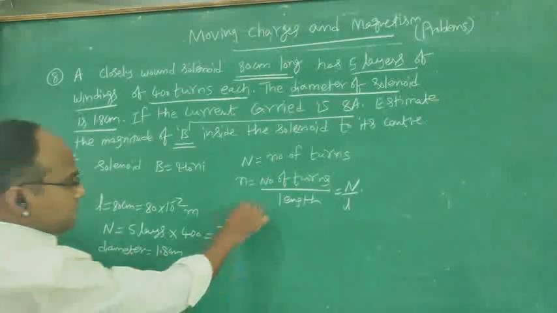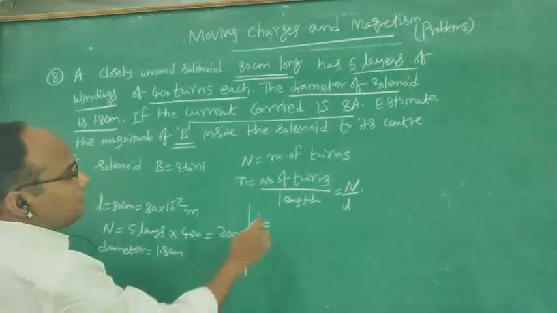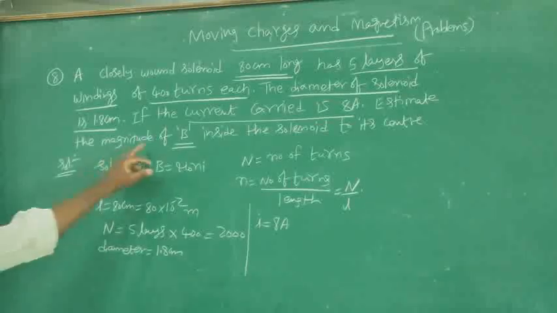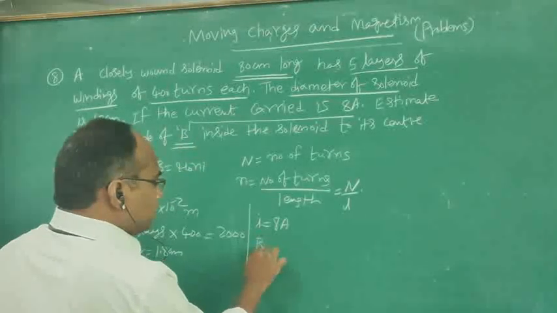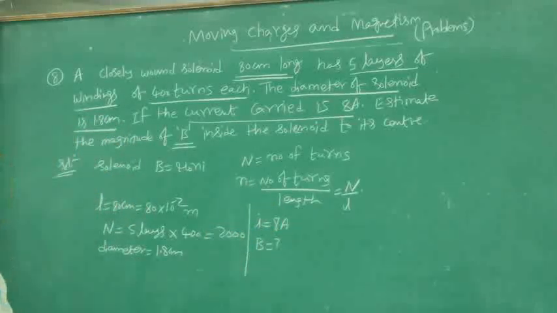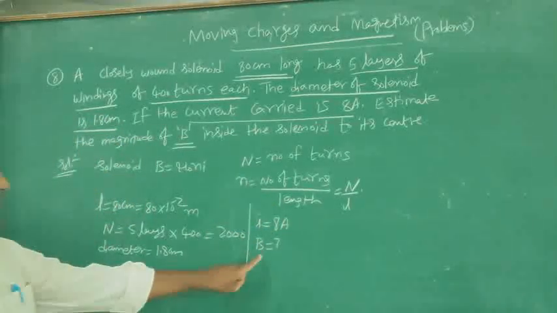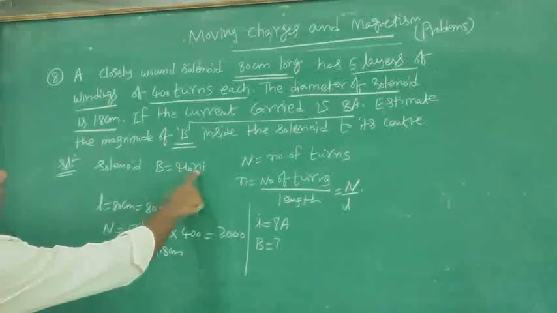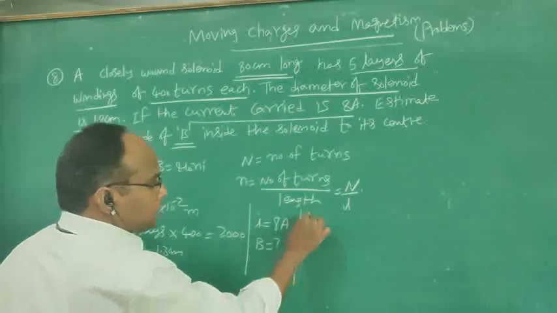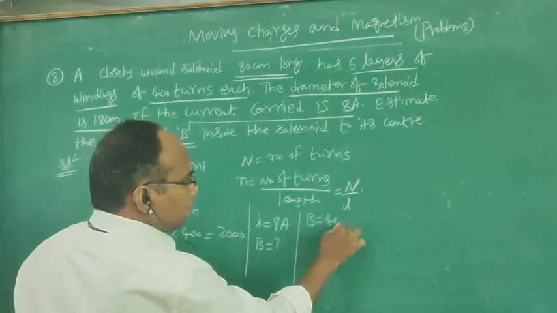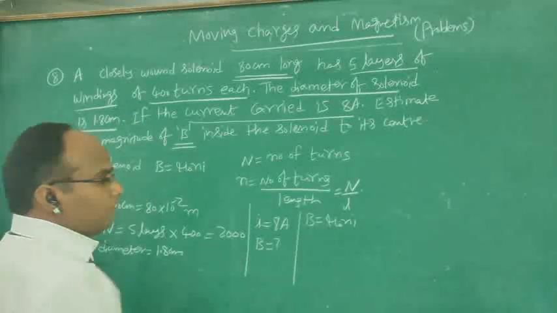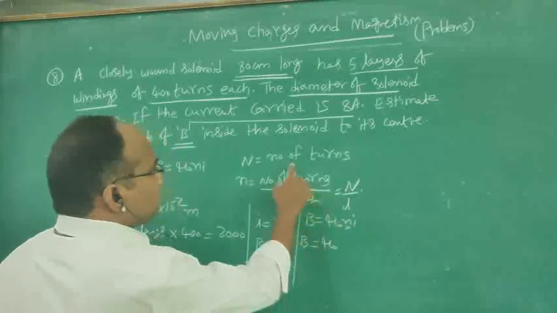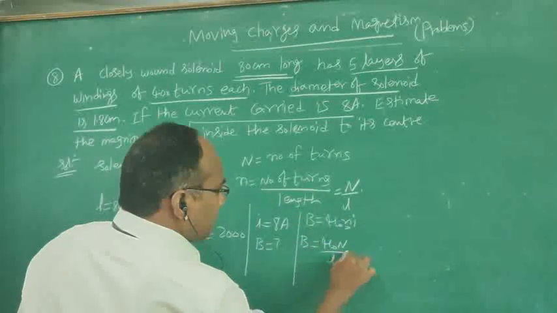If the current is 8 ampere, estimate the magnitude of magnetic field inside the solenoid near its center. They are asking this. So what is the formula? B is equal to mu naught n I. So what should I write? B is equal to mu naught n I. From here, what should I write? B is equal to mu naught, n means what? N by L into I.